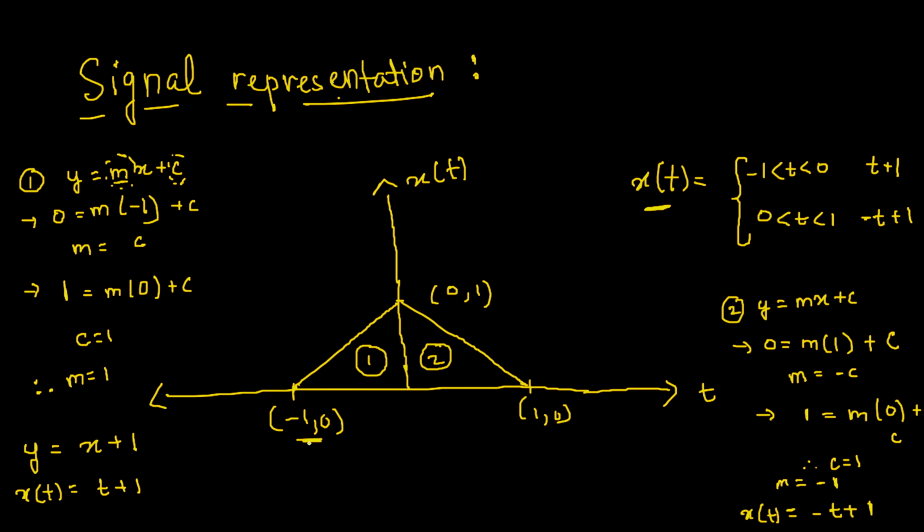So let's substitute this particular value here. We know that for y is equal to 0, x is equal to -1.